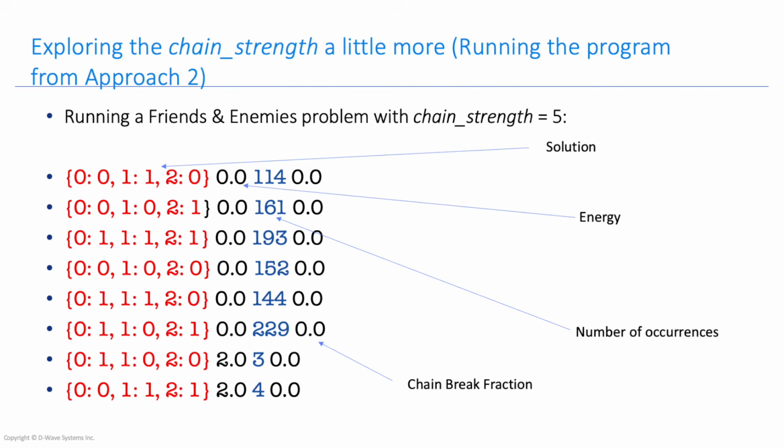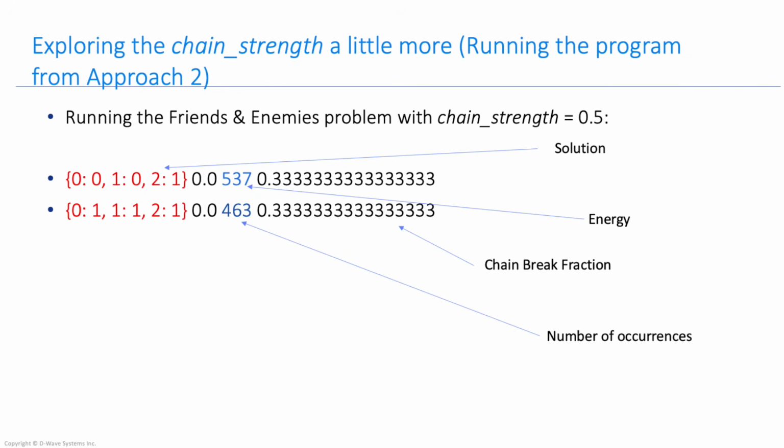Notice also the final column is what is called chain break fraction, and that's the fraction of chains which did not manage to hold the values that we wanted them to. In other words, I talked earlier about how a chain is a set of qubits that have been constrained to have the same value, and this is telling us that we don't have any that do not keep the same value. But what we're going to do in the next few slides here is explore the chain strength a little bit. And now we're going to see what happens if we set the chain strength to something too low.